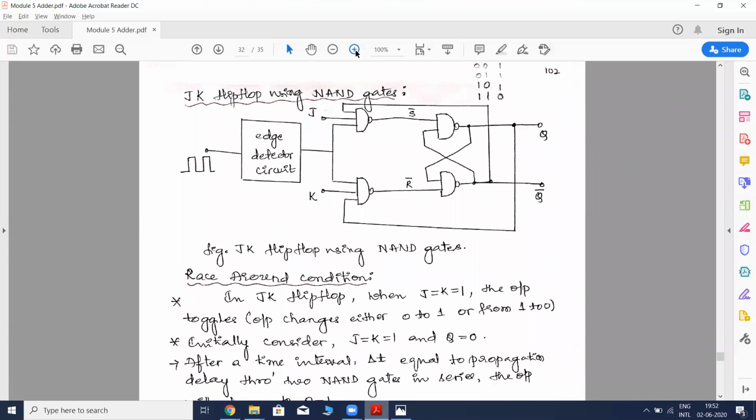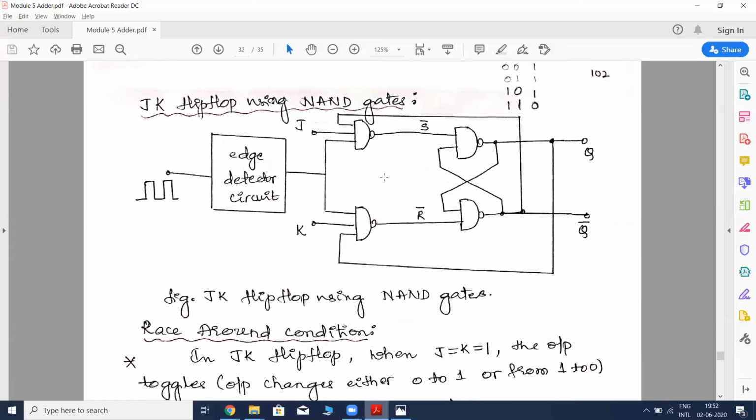Now let us see the JK flip-flop using NAND gates. So a flip-flop can be constructed using any of the gates. Here is one more example in which we could construct JK flip-flop using the NAND gates. So here is S bar R bar latch. Using S bar R bar latch and using 2 more NAND gates with 3 inputs, we could construct the JK flip-flop.